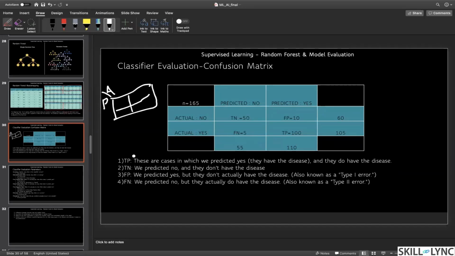Now let's say true positives. These are the cases in which you have predicted yes, meaning they have the disease, and they do have the disease. True negative is also the same. We predicted there is no disease, and in actual they also don't have any disease. But consider this false positive. We have predicted a person is having a disease, but they don't actually have the disease. This is called type 1 error. In interviews, they will ask you what is type 1 error and what is type 2 error. False negative: we have predicted no, but they actually do have the disease. This is called type 2 error.